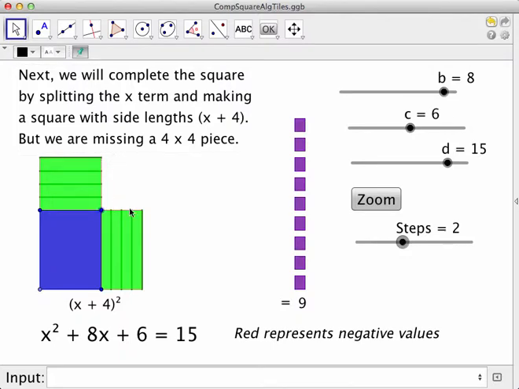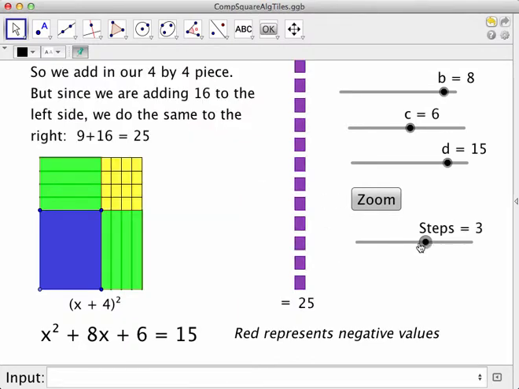But notice that we're missing a piece here. So to complete the square, we have to add something to this left side. And what you can see is that this square has a height of 4 and a width of 4. So that means we're going to have to add 4 by 4 or 16. When we do that, we also have to add 16 to the right side.